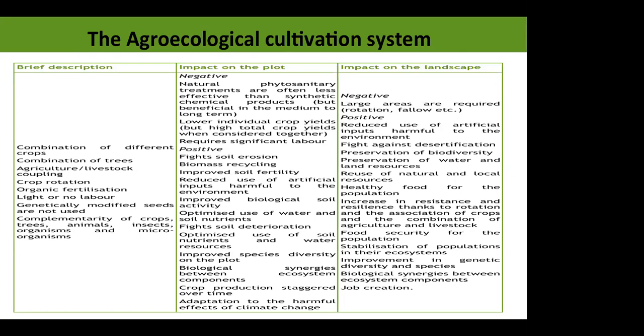What are the positive impacts on the landscape? We have a lot of positive impact on the landscape because there's reduced artificial inputs. So when these are not used, there's less harm to the environment, to the water bodies, and even to people around. There's fight against desertification, meaning that there's less deforestation. Preservation of biodiversity is also increasing in this type of system. There's healthy food for the population. There's job creation. There's stabilization of population in their ecosystems. So the flora and fauna keep multiplying in their system.